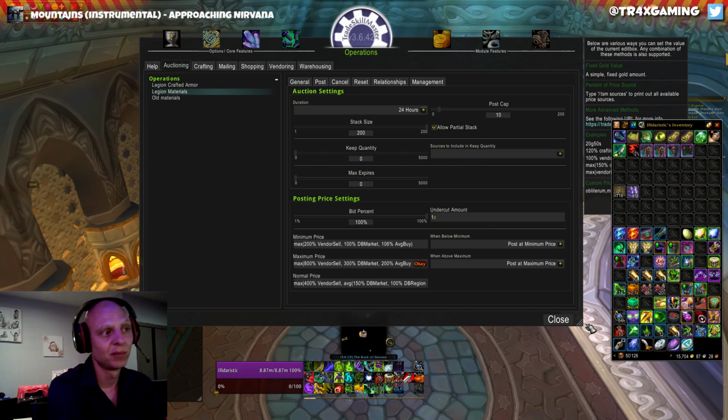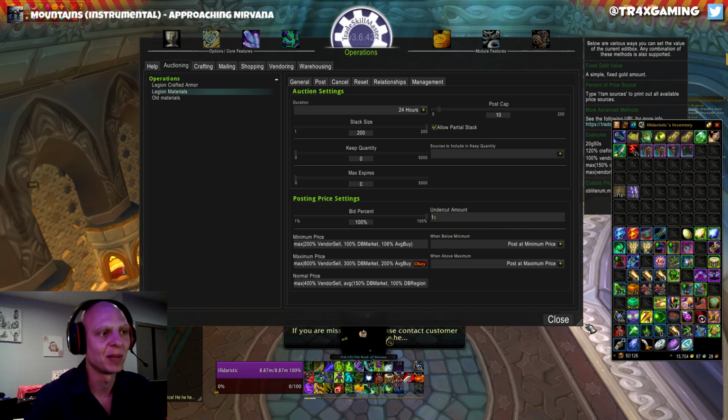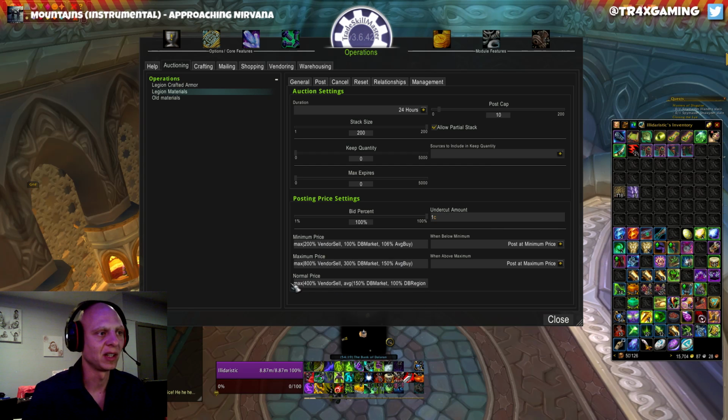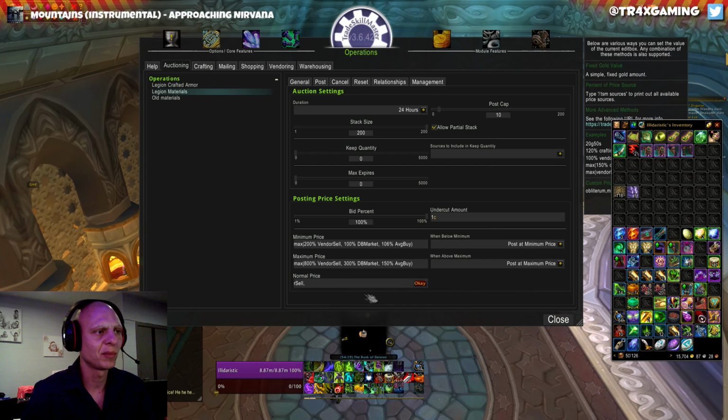Why? Because it's taking the maximum value. DB market would be most of the time higher than anything you bought it for. So for safety net reasons, put in 150. And then for the normal price, because it's taking the maximum, I'm going to do something similar. So we have vendor sell, and then we can go for 200% DB market, which is quite high for a normal price. And I'm going to show you just in a second why it becomes obsolete.